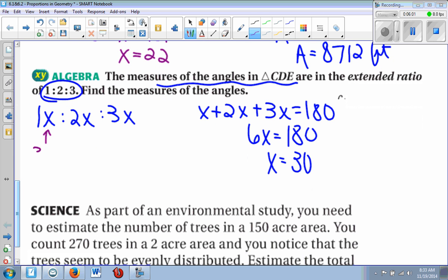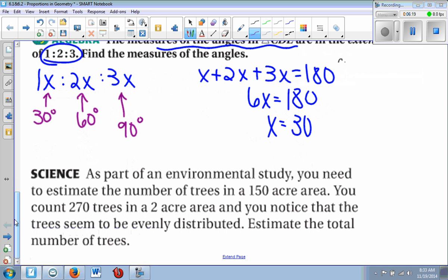The first one would be 30 degrees, the second one would be 60 degrees, and the last one would be 90 degrees. 1 times 30, 2 times 30, and 3 times 30. So all we're doing is using what we know about ratios in order to figure out these problems.